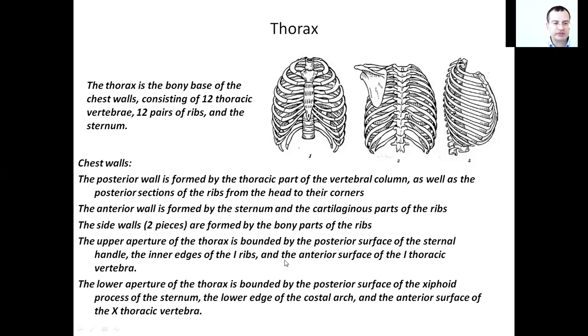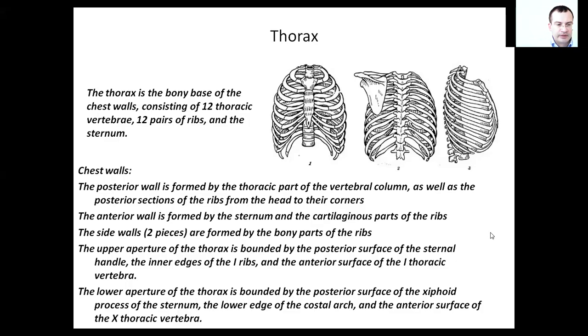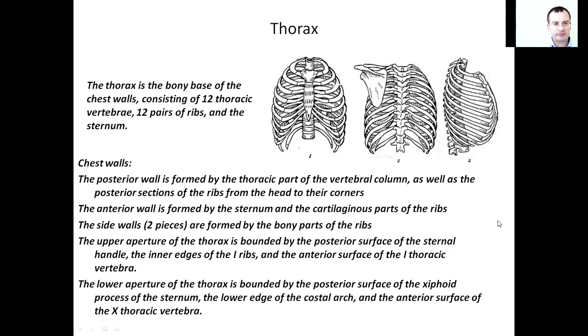The upper aperture of the thorax is bounded by the posterior surface of the sternal handle, the inner edges of the first ribs, and the anterior surface of the first thoracic vertebra. The lower aperture of the thorax is bounded by the posterior surface of the xiphoid process of the sternum, the lower edge of the costal arc, and the anterior surface of the 10th thoracic vertebra.